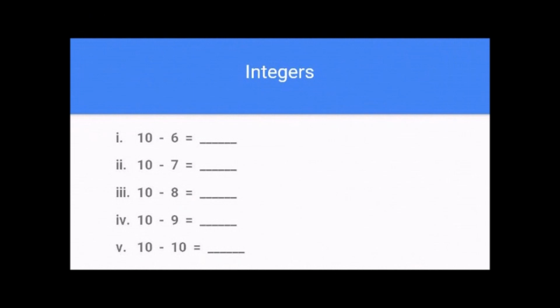Okay, now let's practice integers. Number 1, 10 minus 6. 10 take away 6. What would you get for that? Put an answer. Then 10 take away 7, put an answer. 10 take away 8, put an answer. 10 take away 9, put an answer. 10 take away 10, put an answer. Let's see if you can get those.